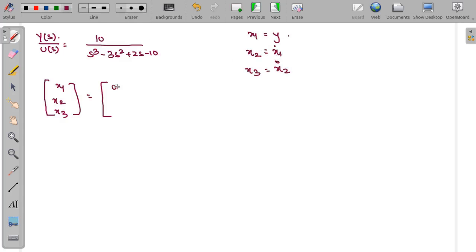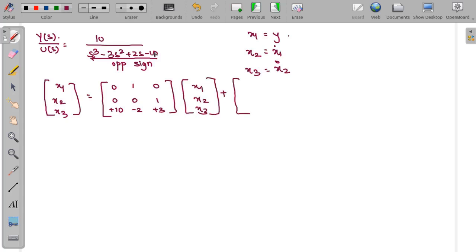Always this will be 0 1 0, next will be 0 0 1, and the last row you have to start from the opposite side, from right to left, along with the opposite sign. Opposite sign. So here you can see minus 10, so here you are going to write plus 10. Here it is plus 2, so you are going to write minus 2. Here it is minus 3, so you are going to write plus 3. Then x1, x2, x3 plus. Now whatever is the input, you have to apply it to this x3 only.